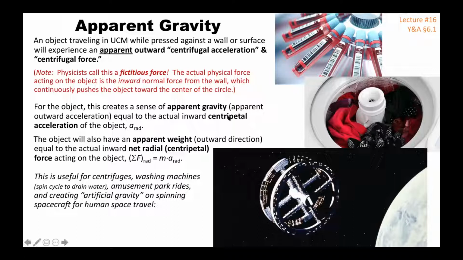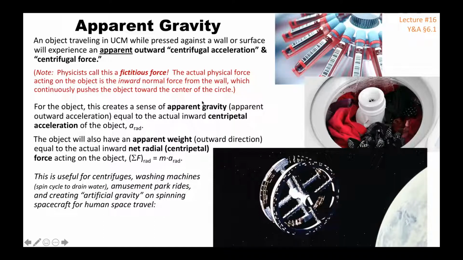All right, so just bear that in mind. If you're ever asked to calculate the apparent gravity that an object feels when it's undergoing uniform circular motion, all you need to do is calculate the centripetal acceleration of the object, and that's equal to the apparent gravity that the object thinks it feels. Those two have the exact same strength. The only difference is their direction.